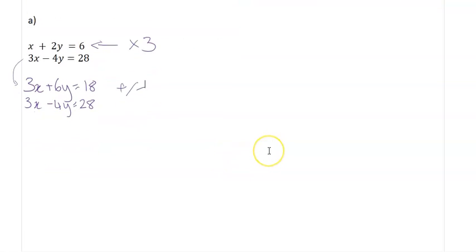And now I can consider, am I going to add or subtract them to cancel? Well, I have two positive 3x's there, so I know I need to subtract. So that would cancel that out. I'd end up with 6y subtract negative 4y. So you've got to be very, very careful with this.